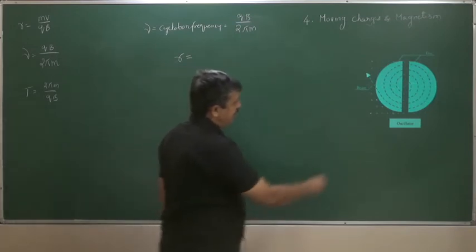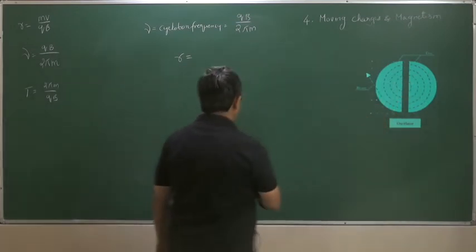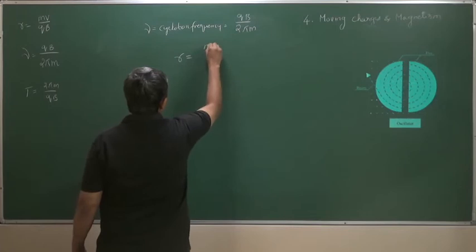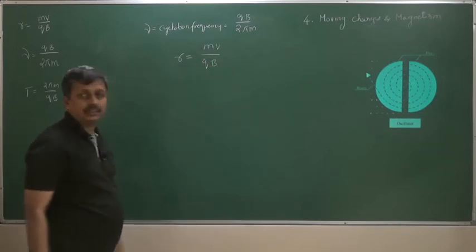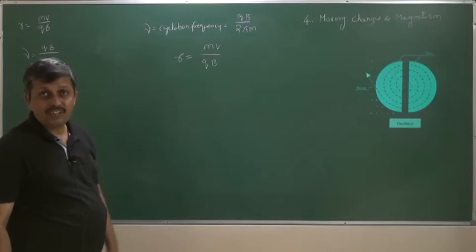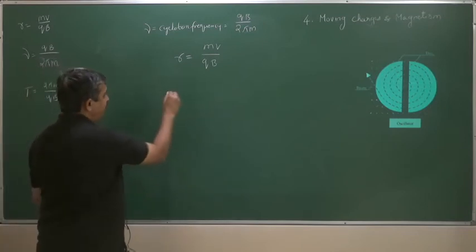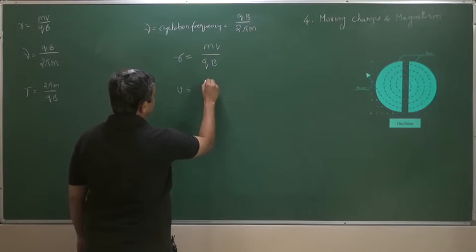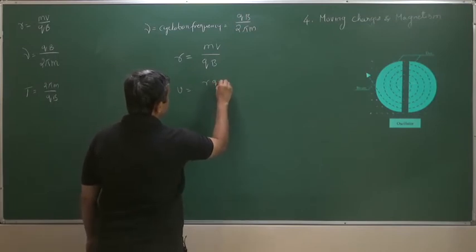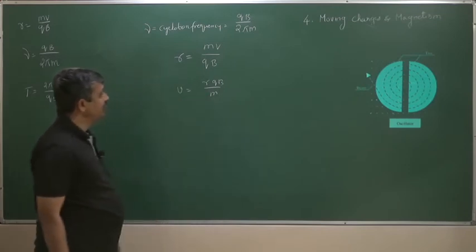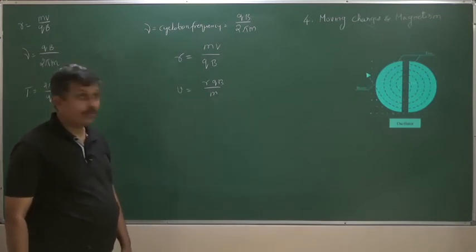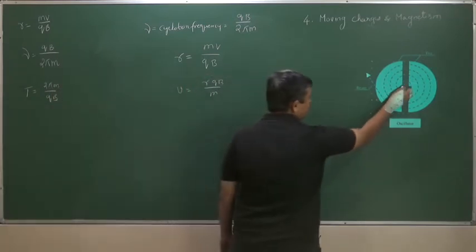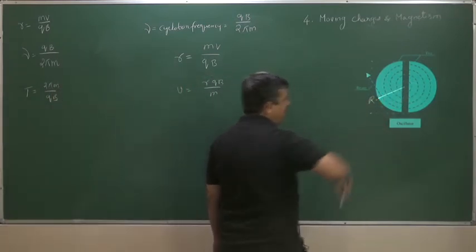If you want to find out the radius at any point of time, that would be equal to mv divided by qB. Correct? So the velocity at any point you can write as r into qB divided by m. That is the velocity at any point. Now this whole region has a maximum radius of R.